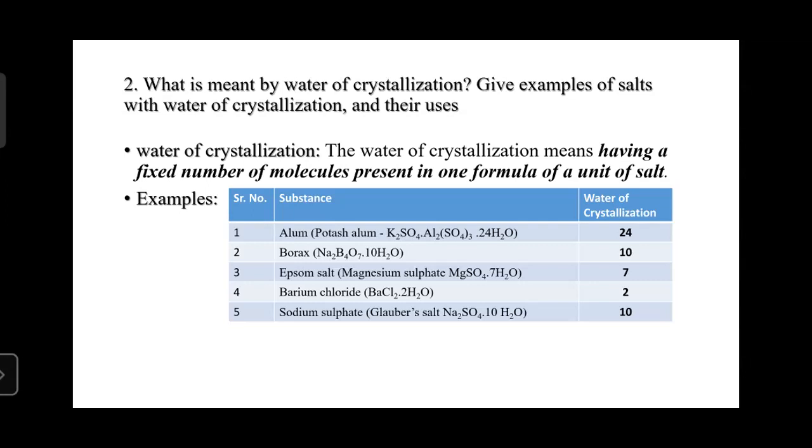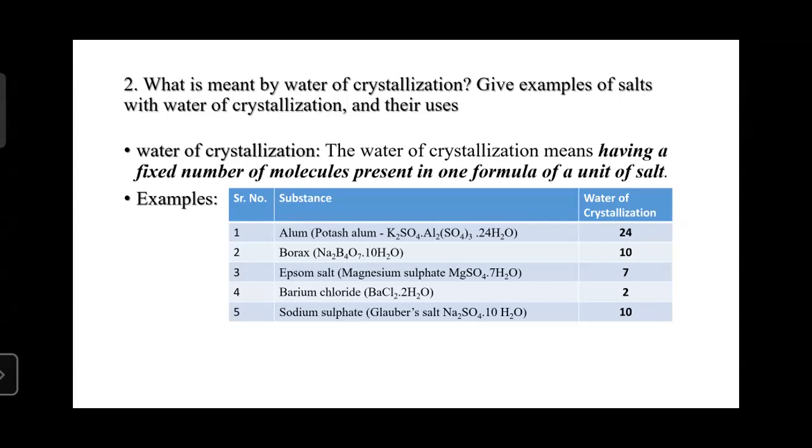Epsom salt, chemically called magnesium sulfate, MgSO4.7H2O. That 7 in the molecular formula shows that Epsom salt has 7 water of crystallization. Barium chloride, BaCl2.2H2O, that 2 in the molecular formula shows that the water of crystallization in barium chloride is 2.